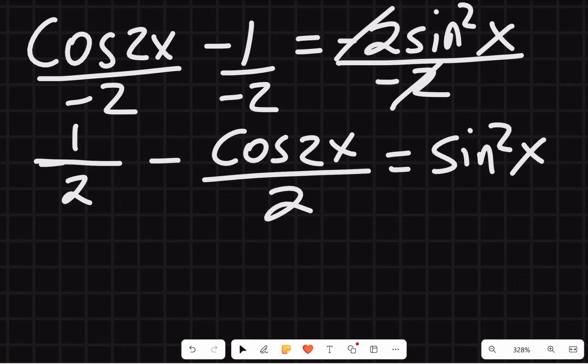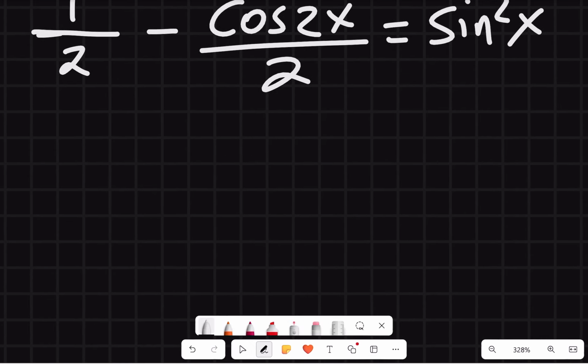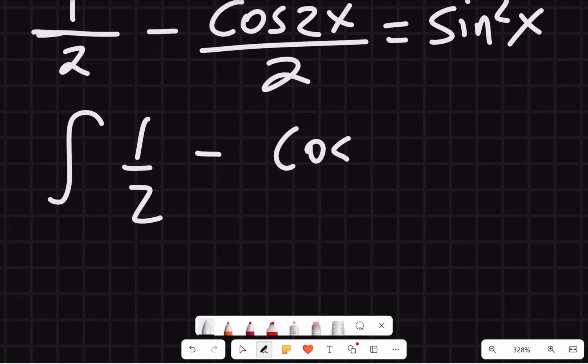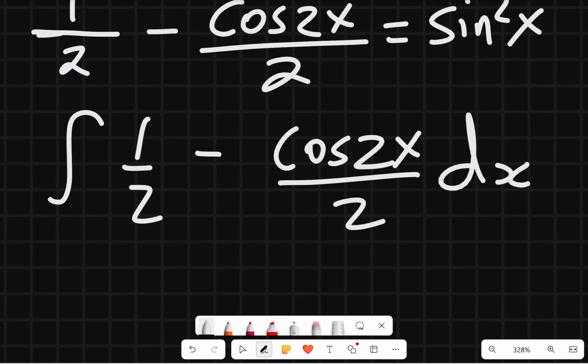So now I'm going to replace this with that in the integral. So I'm now looking for the integral of half minus cos 2x over 2 dx. This is what I'm now looking for. All right. This part is sorted. The integral of a constant is easy to get. But let's look at here. This is cos theta basically, or cos 2x. But if you think of the 2x as theta, we have cos theta basically.